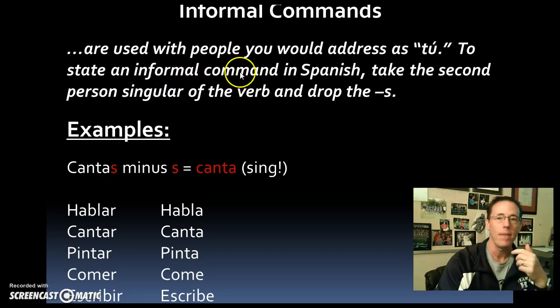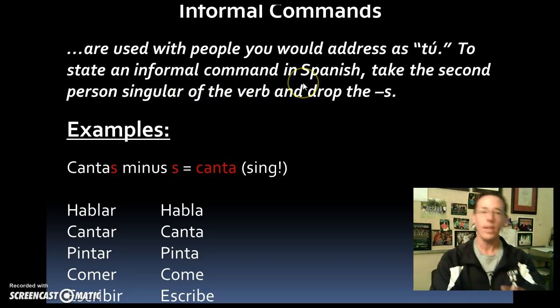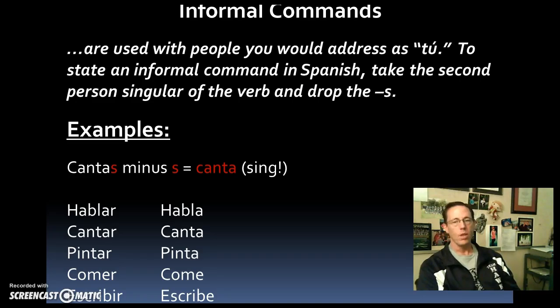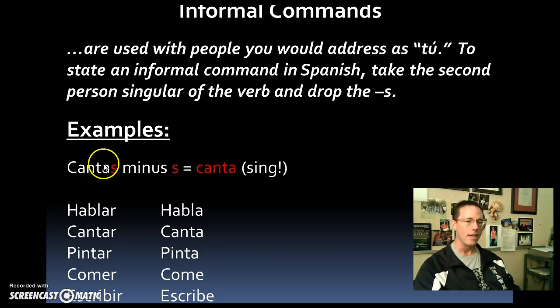To state an informal command in Spanish, take the second person singular form of the verb and drop the S. What they mean to say is whatever the tú form is and take the S off of it. For example, the verb cantar is to sing. So the tú form of cantar is cantas, which means you sing. Take off the S, canta is the command, sing, telling someone to sing.